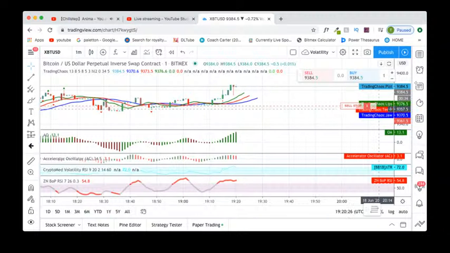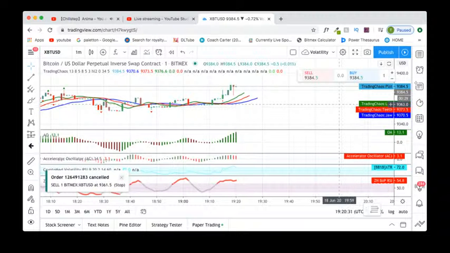Well, that's it. That's a good trade. I'm going to get out of the market, and it's really a no trade zone anyway. So nice to make 2%.